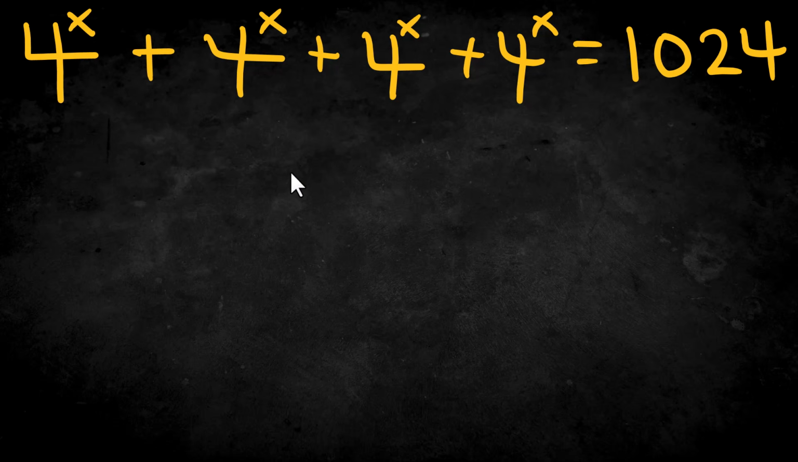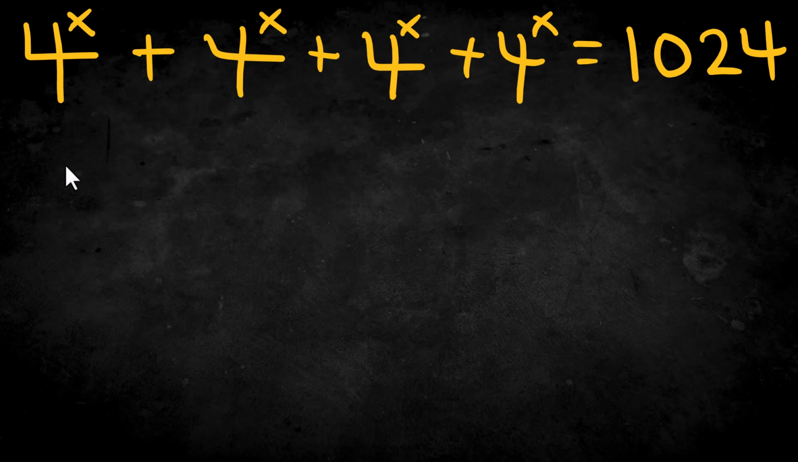All right, let's solve this question together. Now we are given 4 raised to x plus 4 raised to x plus 4 raised to x plus 4 raised to x equals 10 to the 4, that is 1024. Okay, so we have so many ways of solving this.